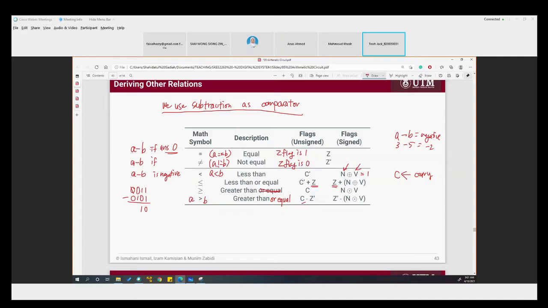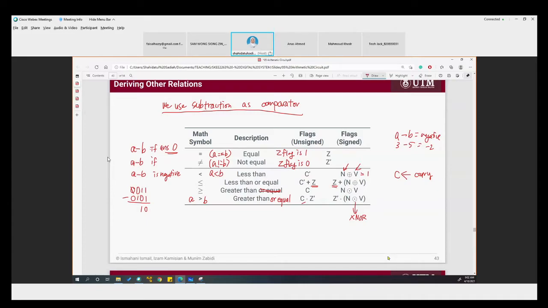Doctor, can I ask what is the dot and circle symbol? It's XNOR. The complement of XOR. Okay, thank you, doctor. Alright.